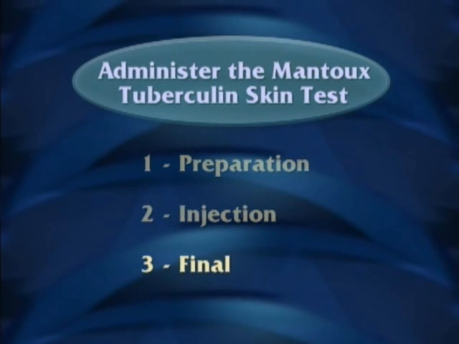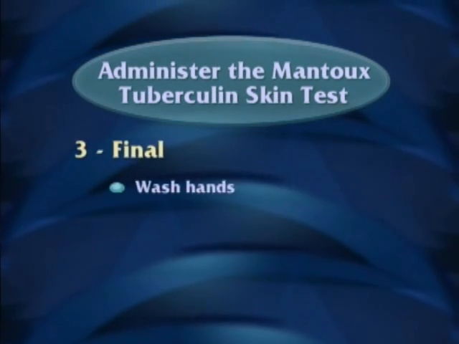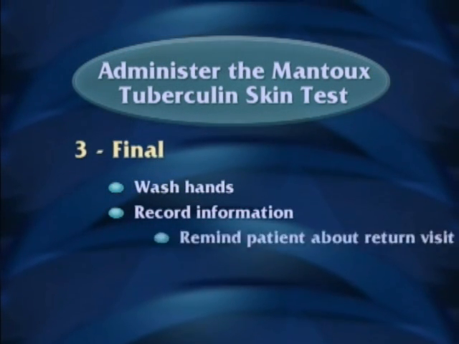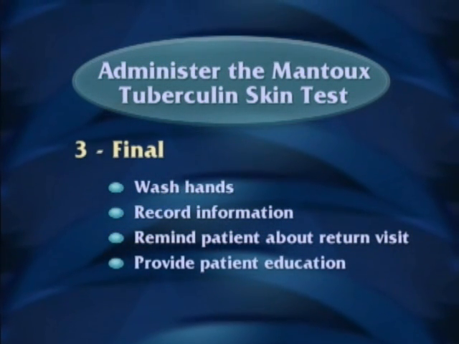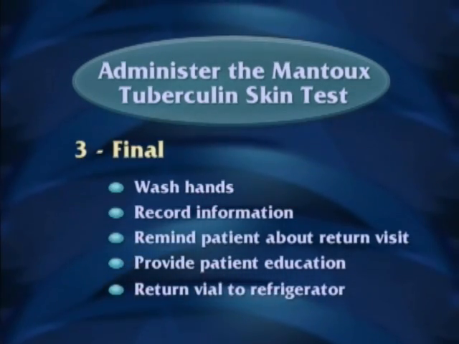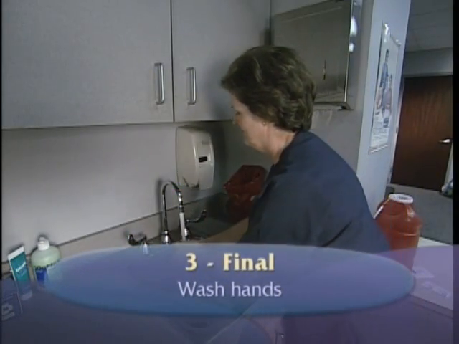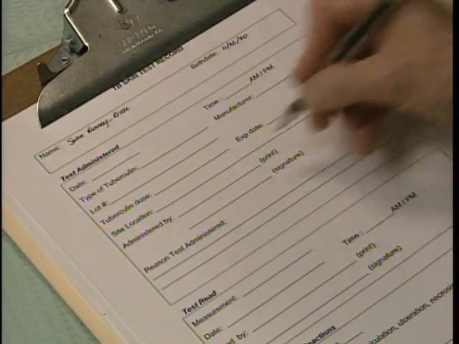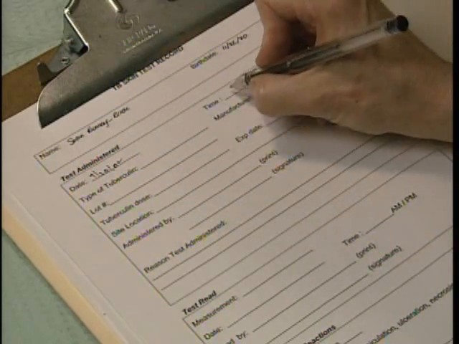The final step in administering the Mantoux tuberculin skin test includes washing your hands, recording information, reminding the patient about the return visit, providing patient education, and returning the vial to the refrigerator. In this step, immediately and thoroughly wash your hands. This step also includes recording information on the patient's chart and other record-keeping forms.